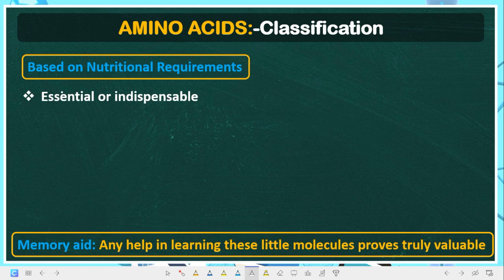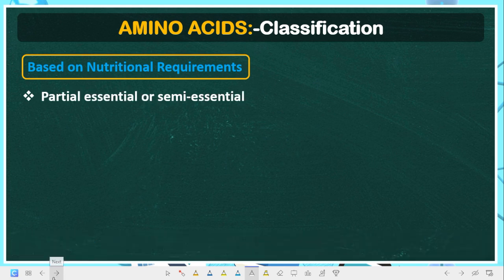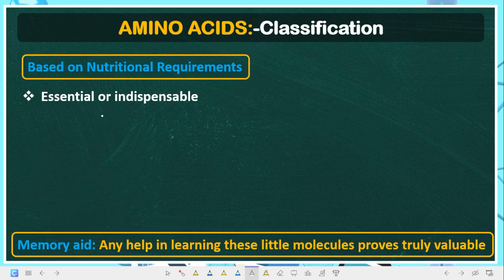Now we say we have based on the nutritional requirements. Based on the nutritional requirements, we have about 3 classifications of the amino acid. Here I gave 4, but it's supposed to be 3 classifications. Okay. Now the 3 classifications of the amino acids are: we have the essential or indispensable amino acid.